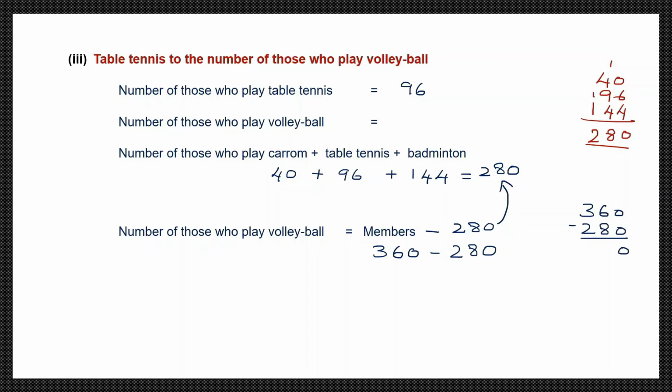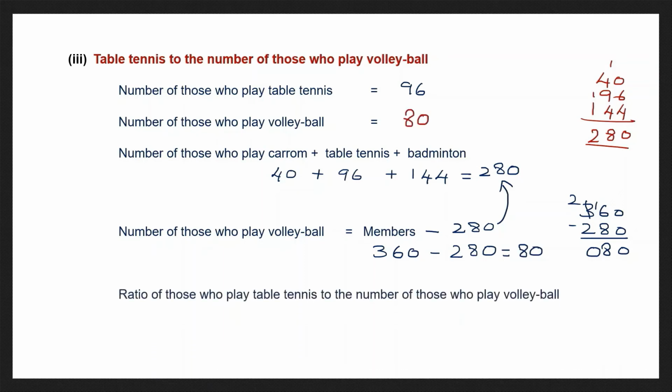0. 6 minus 8 I can't do, I borrow. 16 minus 8 is 8. 2 minus 2 is 0. So now I know that the number of those who play volleyball is 80. So I can write it here also. Here also it is 80.